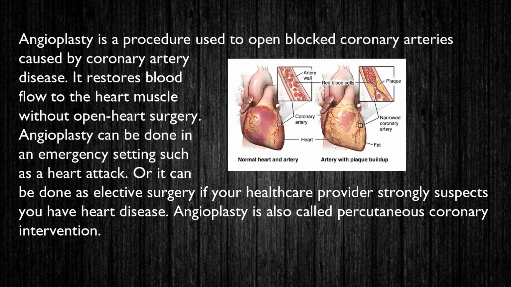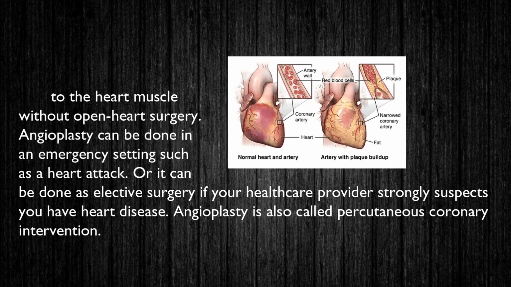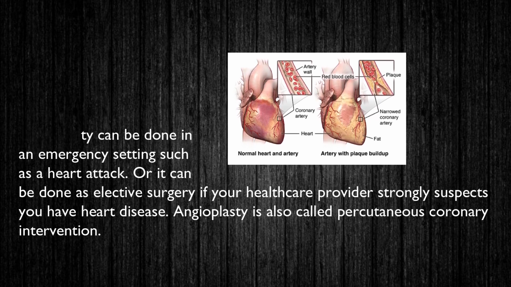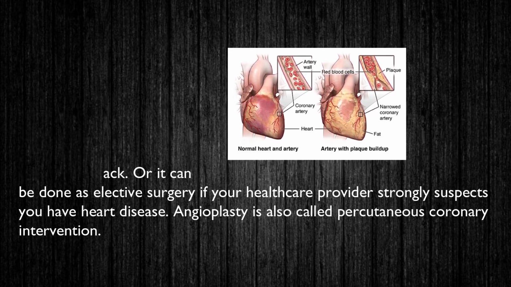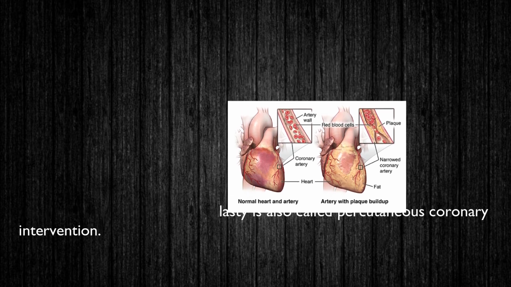For angioplasty, a long, thin tube is put into a blood vessel and guided to the blocked coronary artery. The catheter has a tiny balloon at its tip. Once the catheter is in place, the balloon is inflated at the narrowed area of the heart artery. This presses the plaque or blood clot against the sides of the artery, making more room for blood flow.